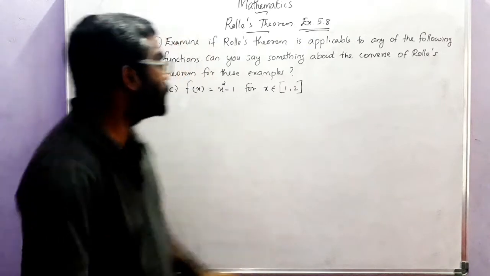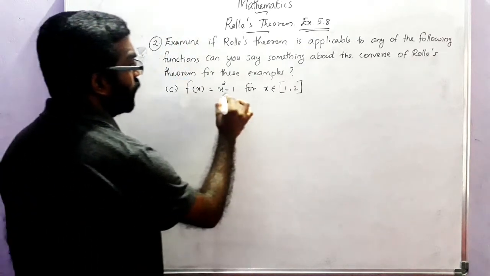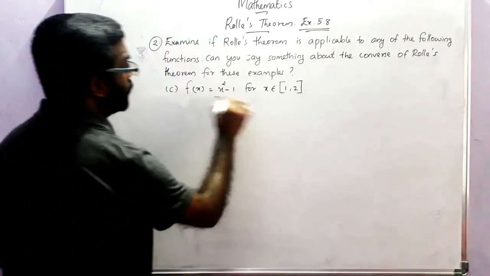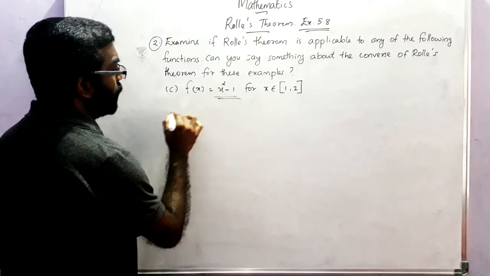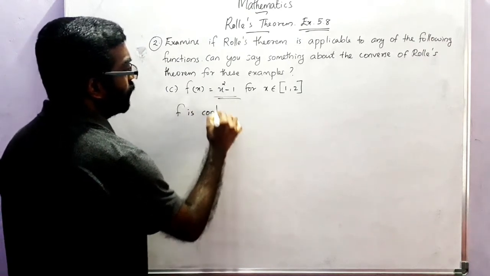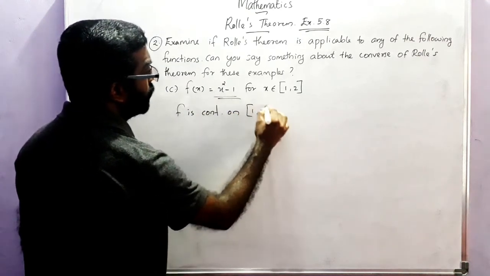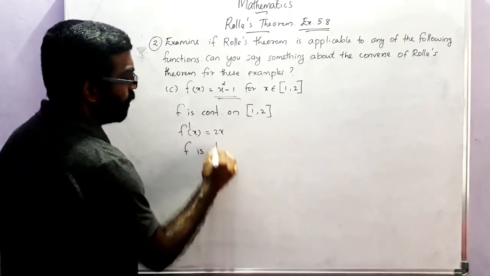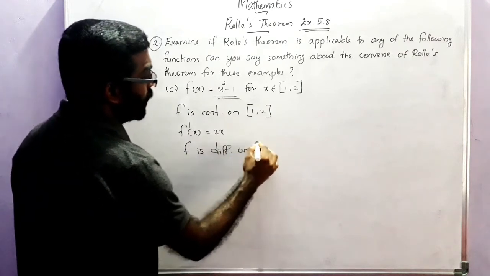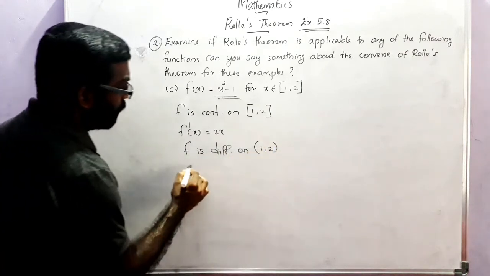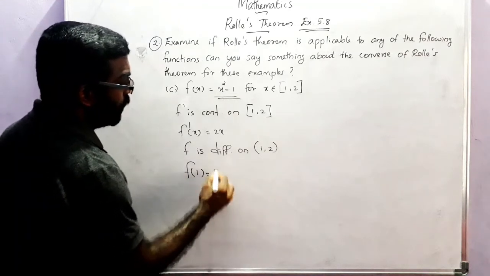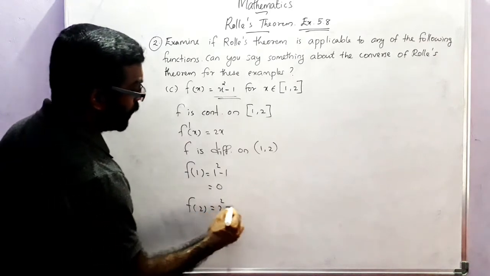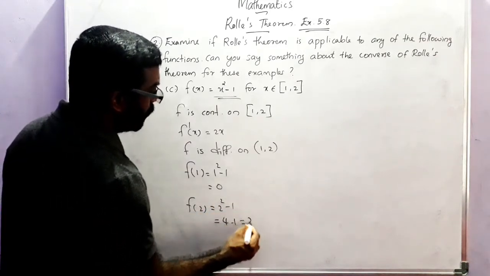Now we move on to the next sub question, and it is f of x is equal to x square minus 1 for x belongs to closed interval [1, 2]. Here it is a polynomial. So since f is a polynomial, f is continuous on closed interval [1, 2], and f dash of x is equal to 2x. So f is differentiable on open interval (1, 2). Now f of 1 is equal to 1 square minus 1, that is 0, and f of 2 is 2 square minus 1, that is 4 minus 1, which is equal to 3.